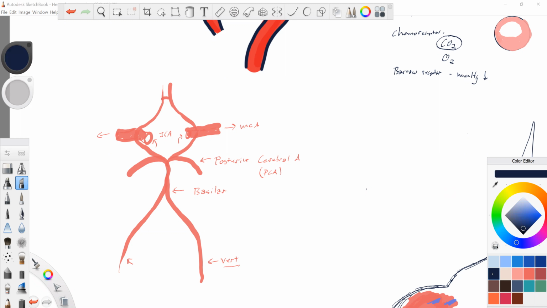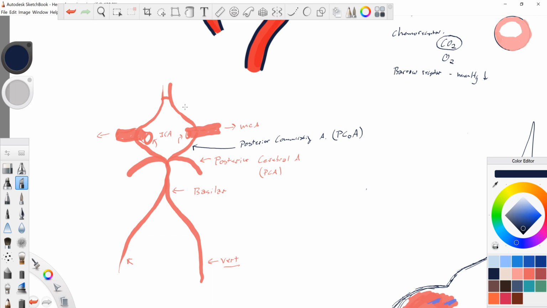Let's use a different color here. This guy coming up, and there's other arteries, but we're just worried about the main ones. Posterior communicating artery. So it's communicating with kind of the middle to the back. That is PCOA, the short term for that.